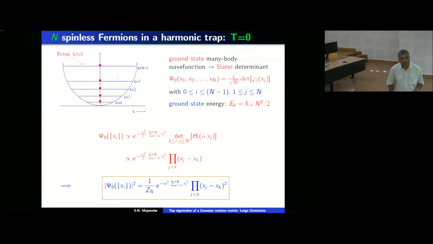So this just sort of typifies the quantum fluctuations in the system. So what it says is that the ground state quantum fluctuation, or PDF if you like, of the quantum fluctuations is precisely given by just the Gaussian times this xj minus xk square, Vandermonde square. Okay? But you remember this is exactly the GUE eigenvalues with beta equal to 2, right?